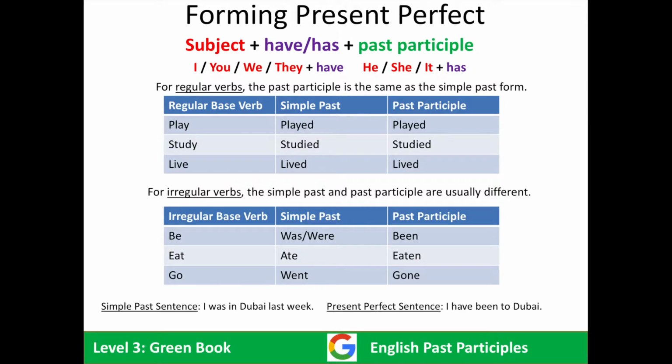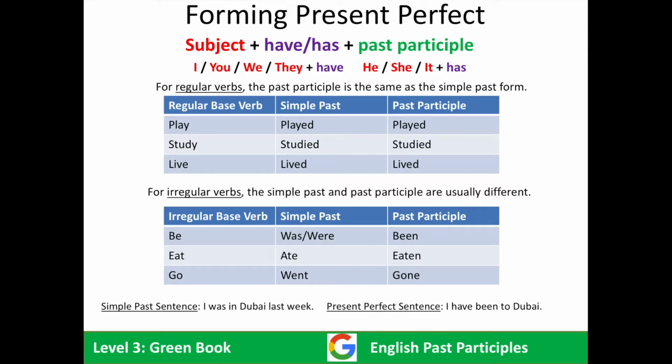So to form the present perfect tense, you'll first need to start with the subject, then have or has, plus the past participle. As a reminder, have connects with subjects I, you, we, and they, where has connects with he, she, and it. For regular verbs, the past participle is the same as the simple past form. However, for irregular verbs, the simple past and past participle are usually different.